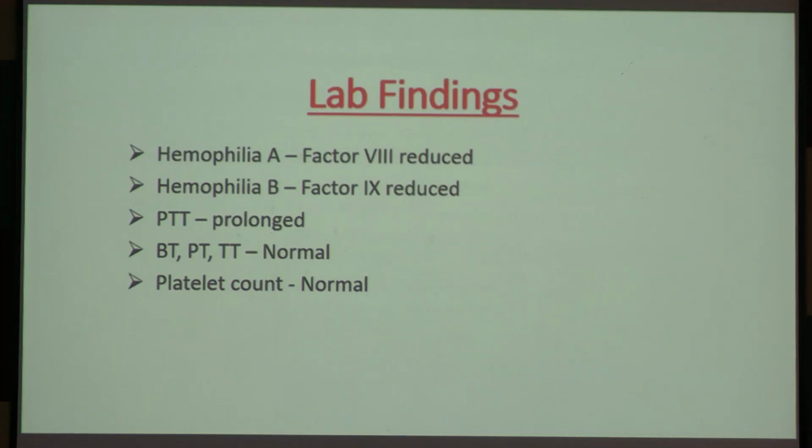So, the difference between platelet disorder and coagulation disorder: ITP was a platelet disorder, platelet count is reduced, thrombocytopenia is there. In hemophilia, it is a coagulation disorder due to coagulation factor deficiency. So, platelet count will be normal.